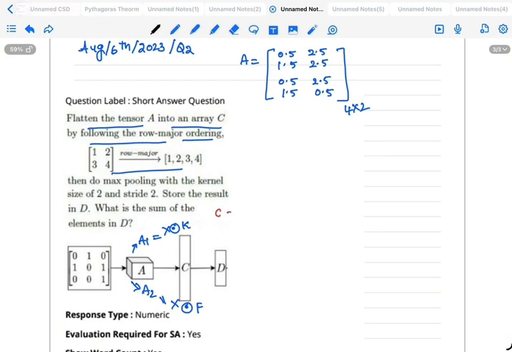So the matrix C is 0.5, comma 2.5, comma 1.5, comma 2.5. So C becomes like this, that is row major ordering.